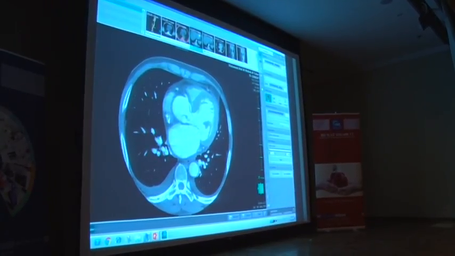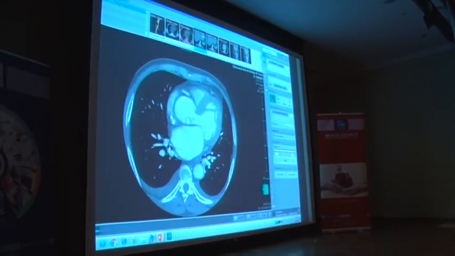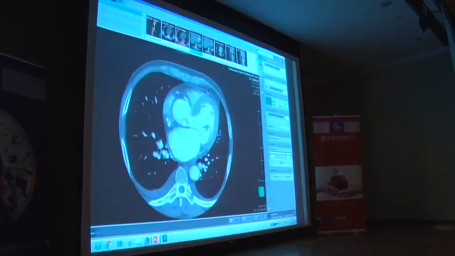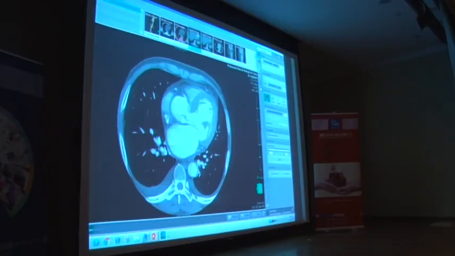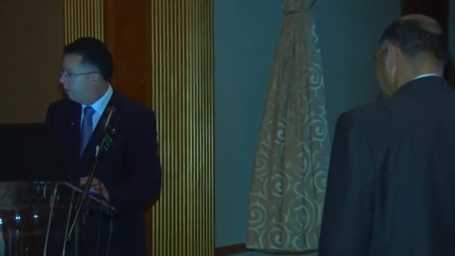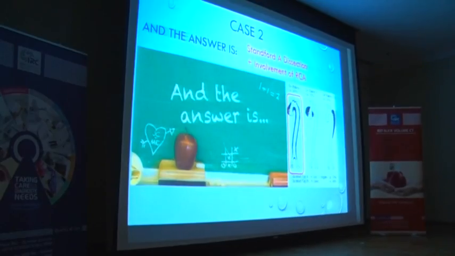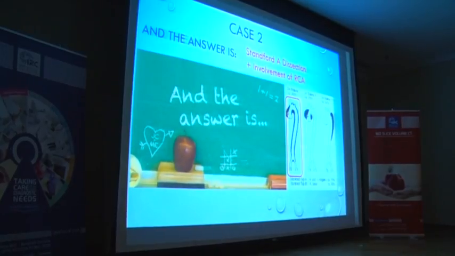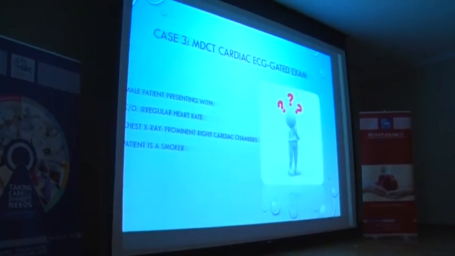Yes, and this is the problem. Okay, excellent. I think doctor should get a gift. Excellent, doctor. So this is a Stanford A dissection with involvement of the right coronary artery, and this is a problem for this case. Let's go for a third case.